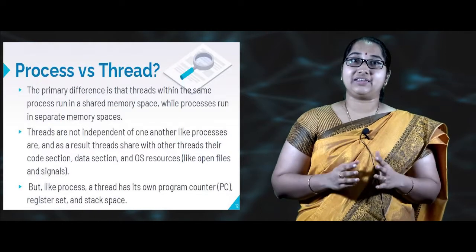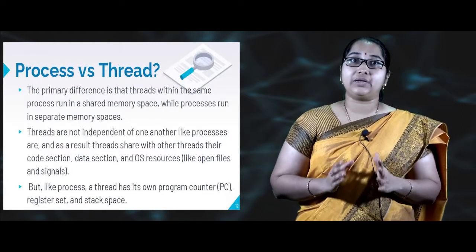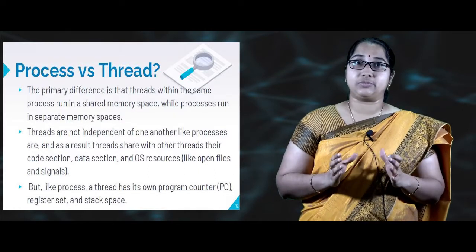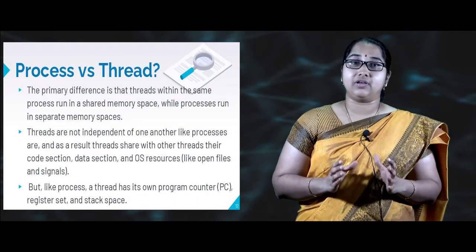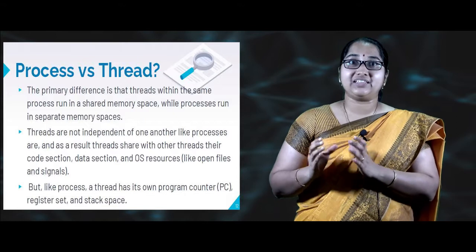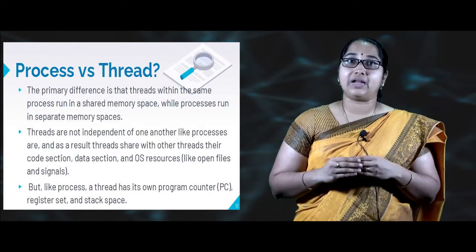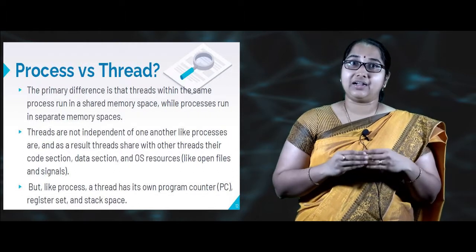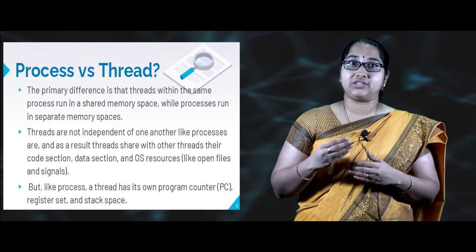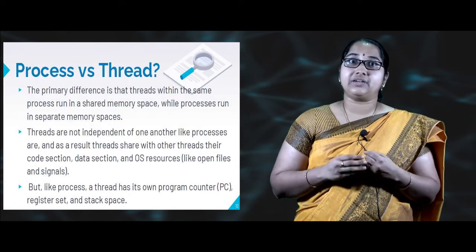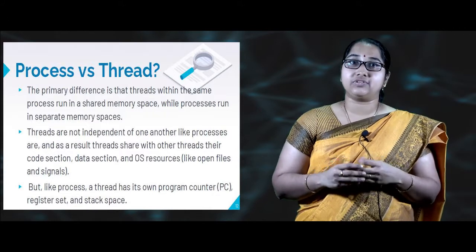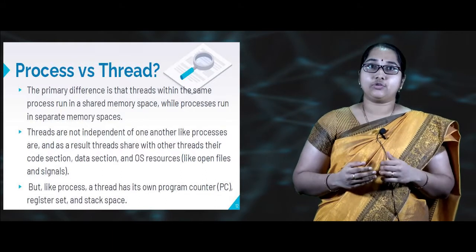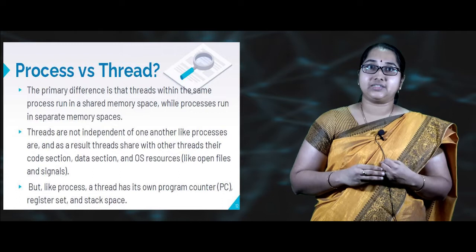Now let us see some of the basic differences between the process and the threads. We all know that multiple threads are present in the same process. So when execution of multiple threads takes place, they take place within the same memory space, while execution of different processes takes place in different memory spaces. This is the primary difference between the process and the thread. Another difference is that, unlike processes, threads are dependent on each other. As a result, the code section, data section and the operating system resources are shared between different threads of the same process. But like a process, the thread also has its own program counter, register set and stack.